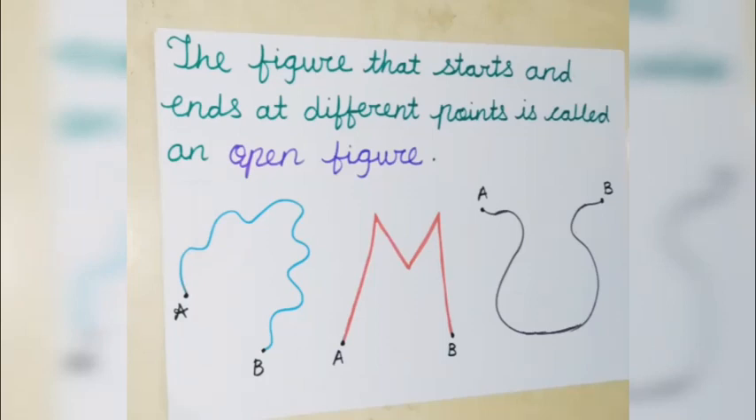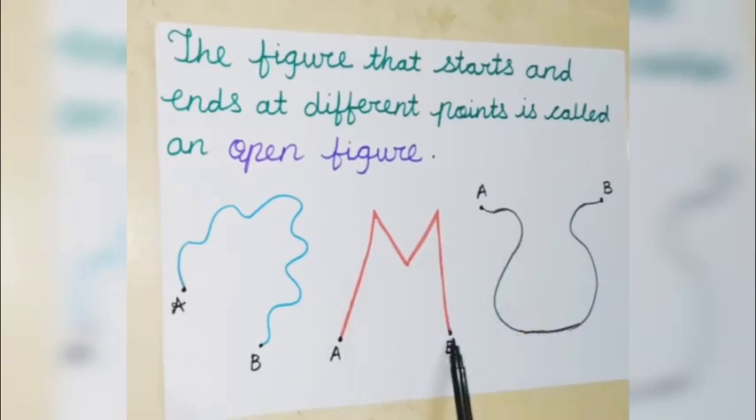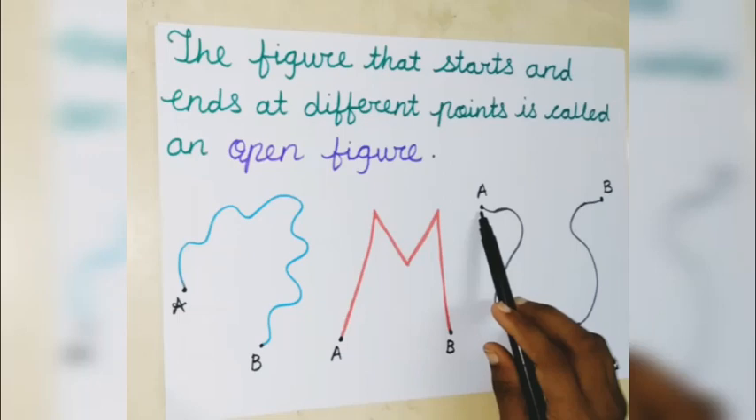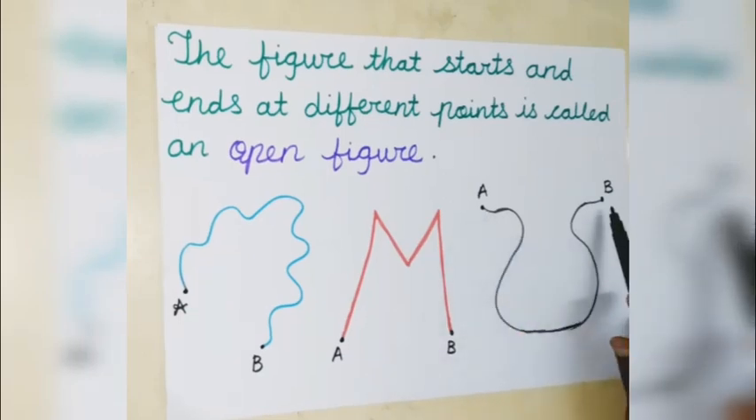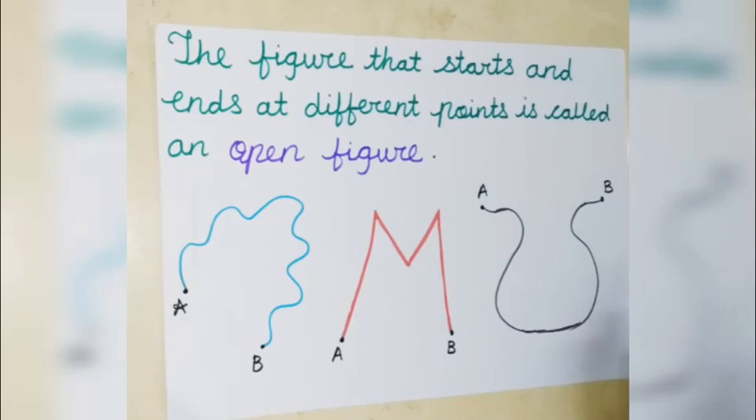See the next example. Yes, very good children. This is also an open figure because it starts from A and ends at B. This space is remaining. This is open. So, it is an open figure. See the third example. It starts from A and ends at B. So children, this is an open figure.